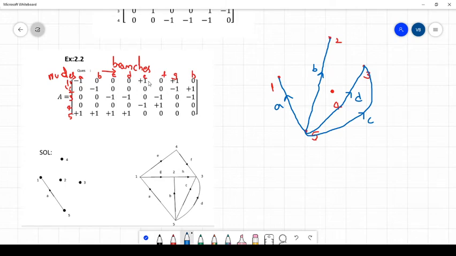So next E branch. E branch is connected in between node 1 as well as node 4. So I am drawing node 1 and node 4, I am joining. So at node 1, what is the value? +1, and which is away from that particular node.